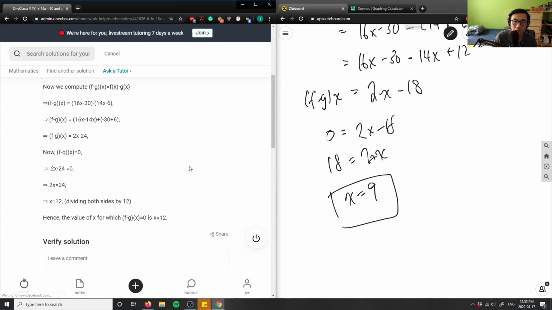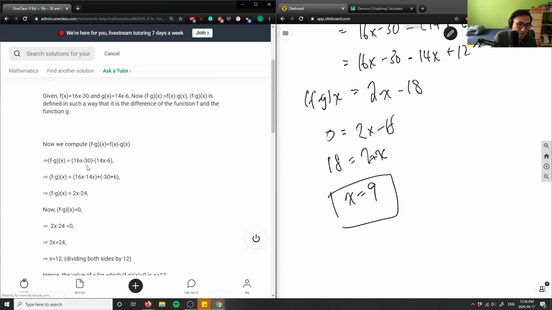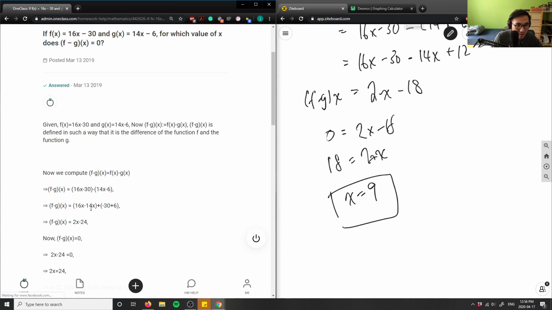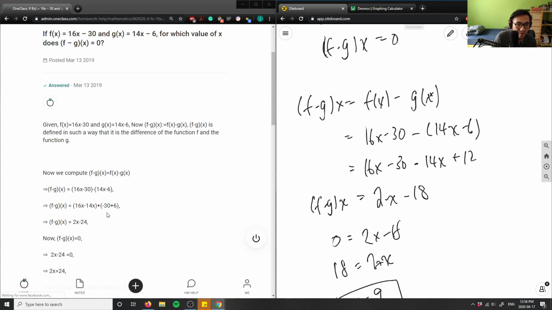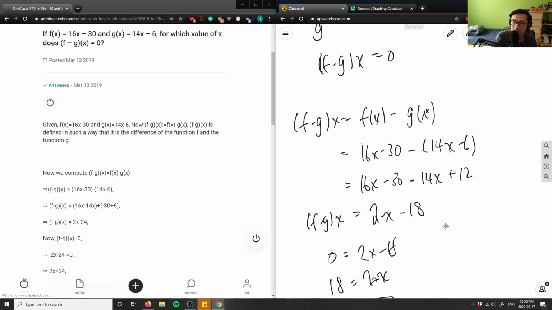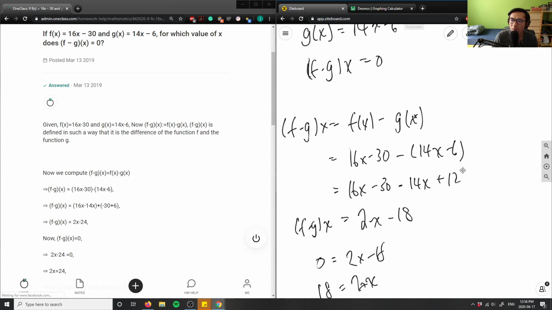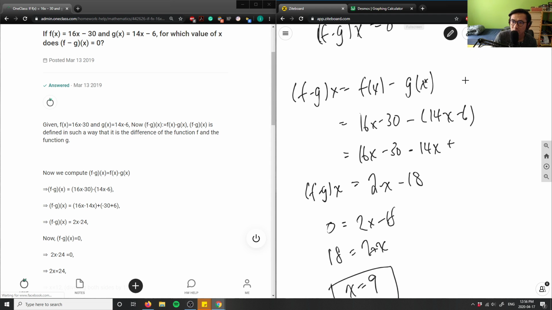And let's see. 16x minus 30 minus 14x minus 6 here. Did they sub in the problem correctly? f minus g of x, right? Yeah, f minus g of x. 16x minus 14x. Okay, they're grouping it, and I have negative 30 plus 6. Did I do my problem wrong? Oh, why did I have a 12 here? Oh my gosh. This here is negative. This here is positive 6.